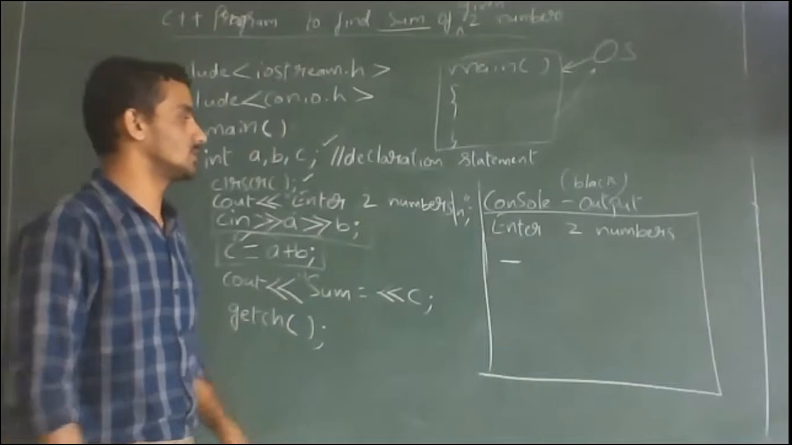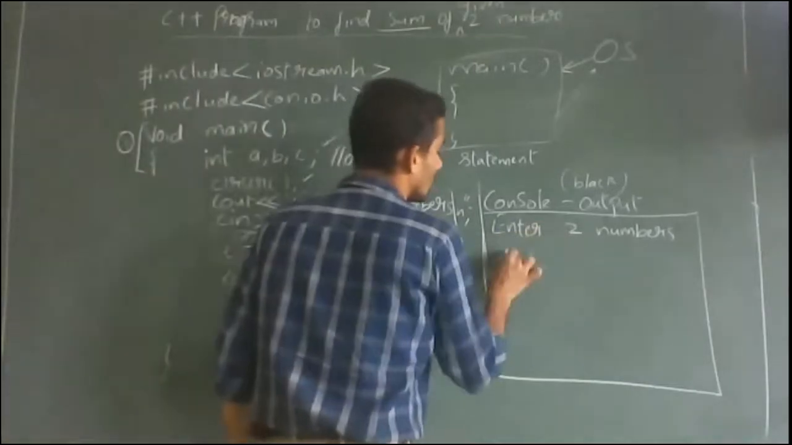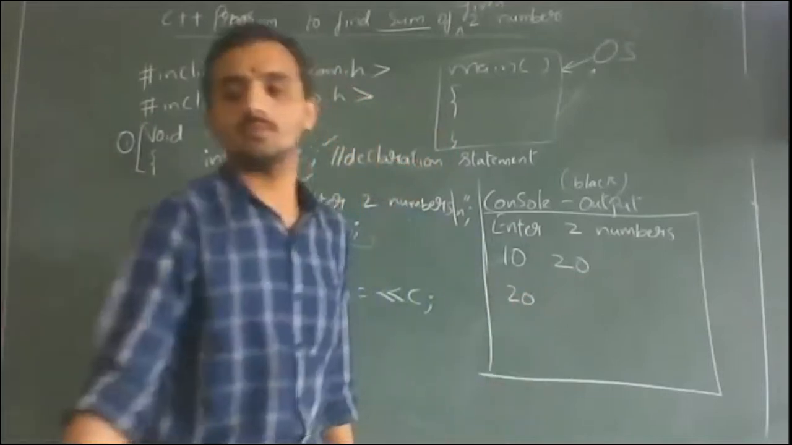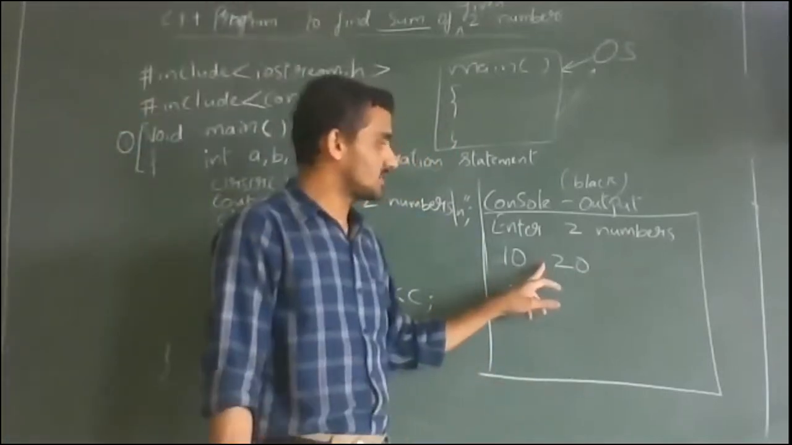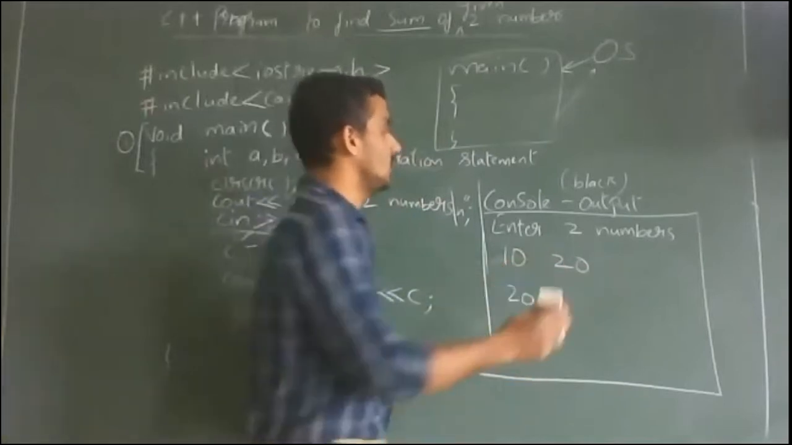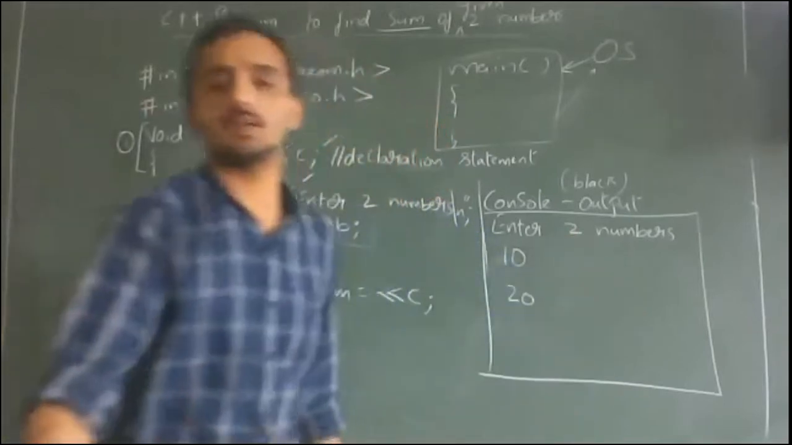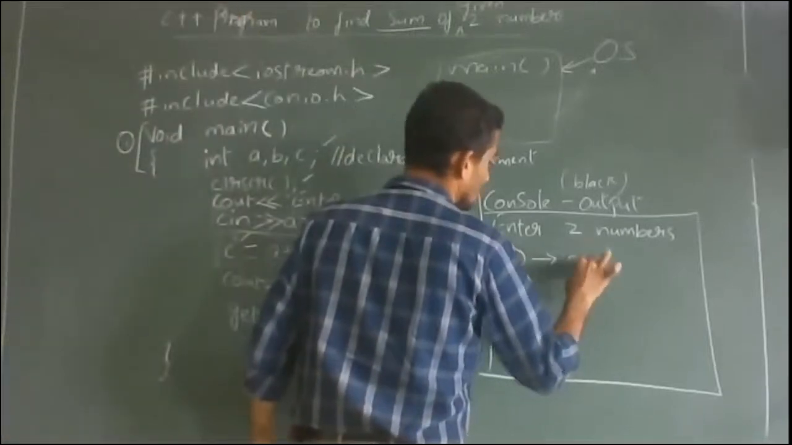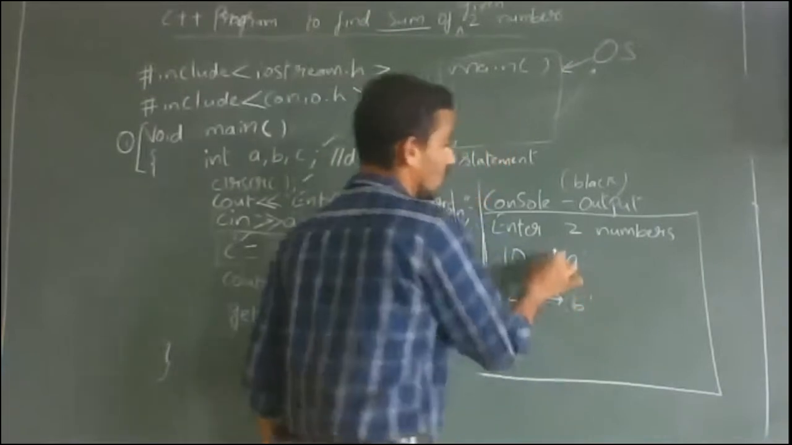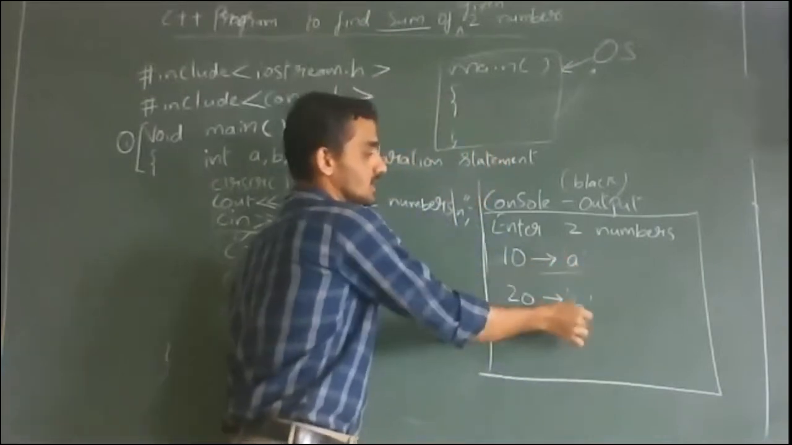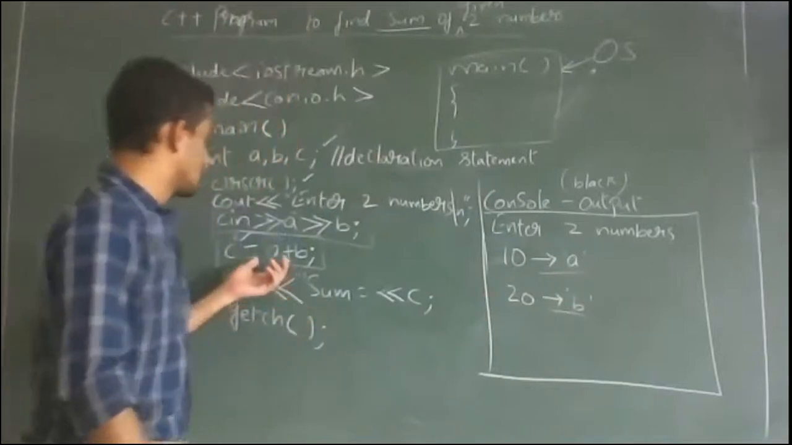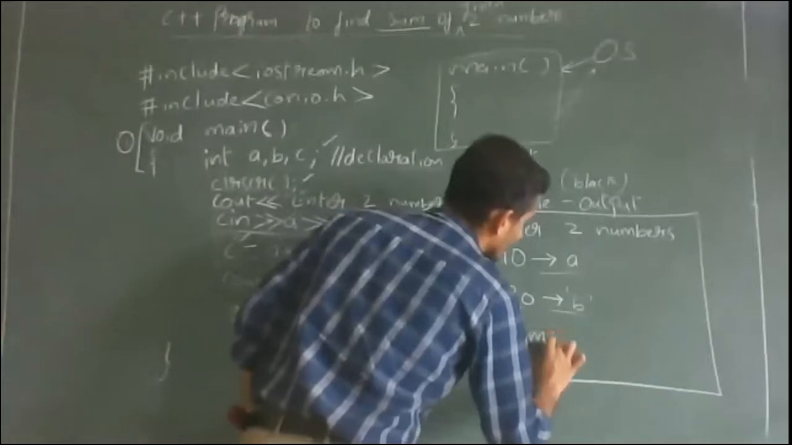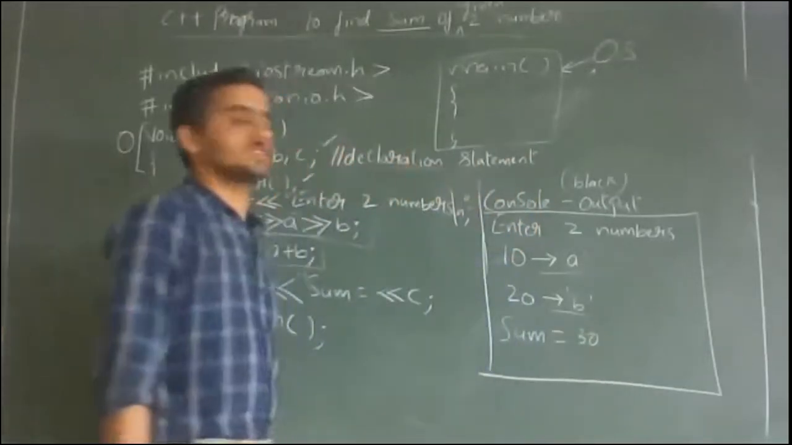So we have to enter two values. Entering two values is like you can enter 10 space 20 or 10 enter key 20. Either one works, however you want, you can enter. If you enter like this, this will be stored in variable A and this will be stored in variable B. In the output screen, it will not appear. I am writing it for your understanding. Then C is equal to A plus B, so it will be calculated. Then in the output we get sum is equal to 30. 10 plus 20 is 30.